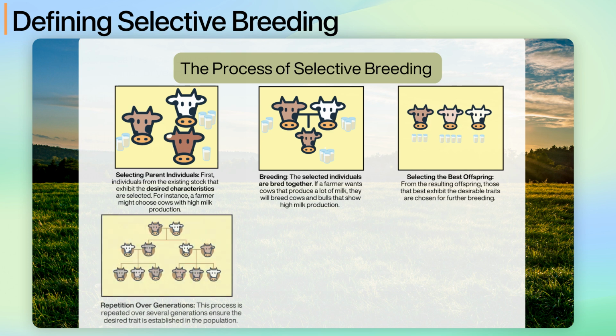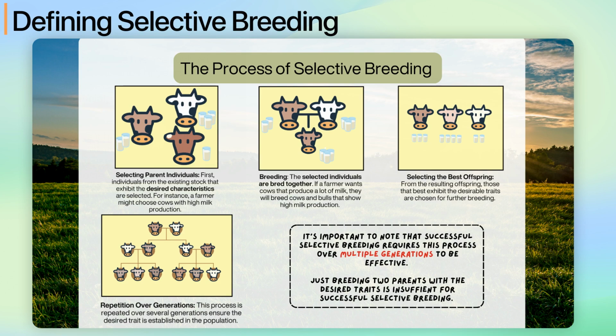Next, this process is repeated over several generations to make sure the desired trait becomes established in the population. It's important to note that successful selective breeding requires this process over multiple generations to be effective. Just breeding two parents with the desired traits is insufficient for successful selective breeding.